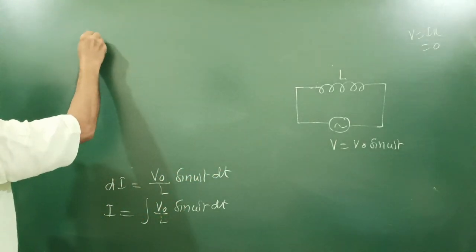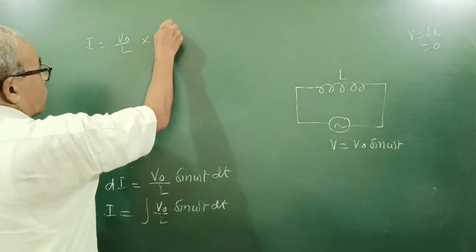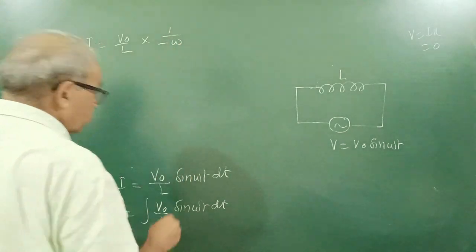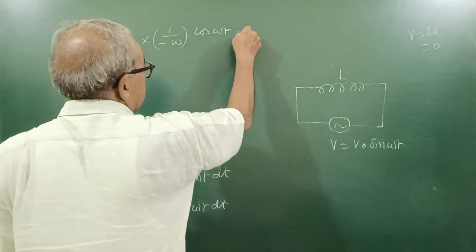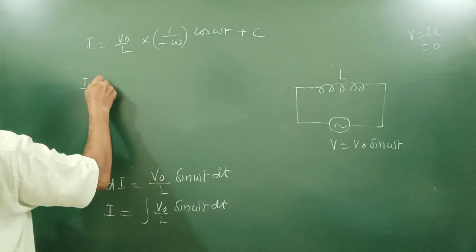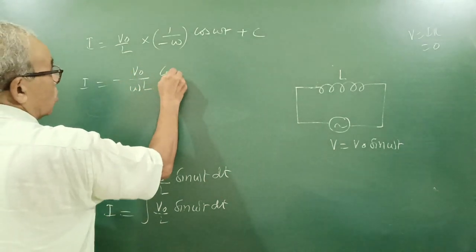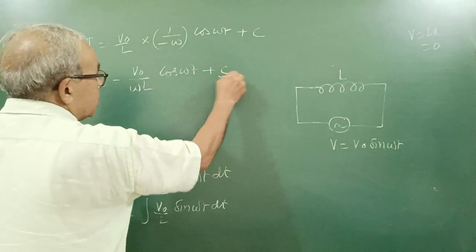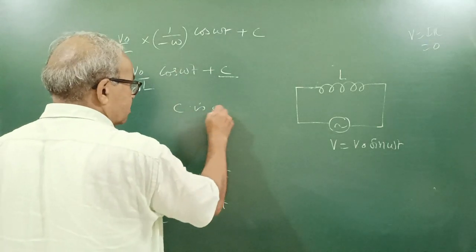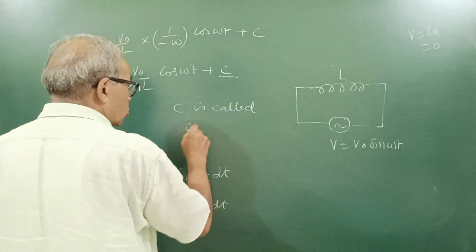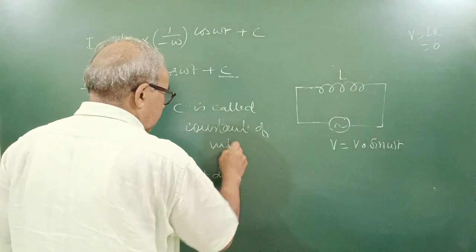Or it is I equal to V0 upon L into 1 upon minus omega cos omega t plus C. So you can write I equal to V0 upon minus omega L cos omega t plus C. C here is the constant of integration. In mathematics, C is called the constant of integration.